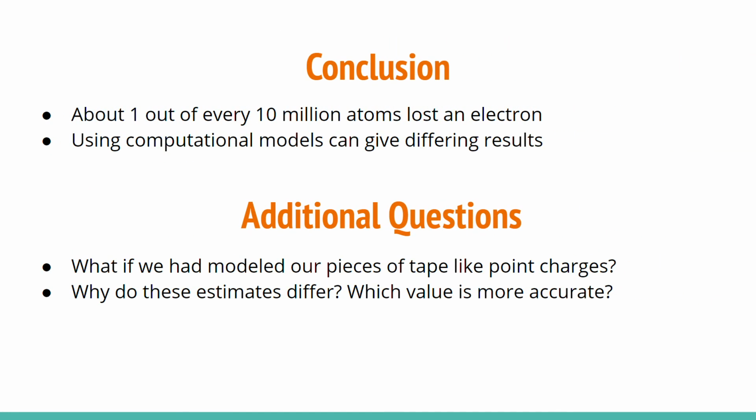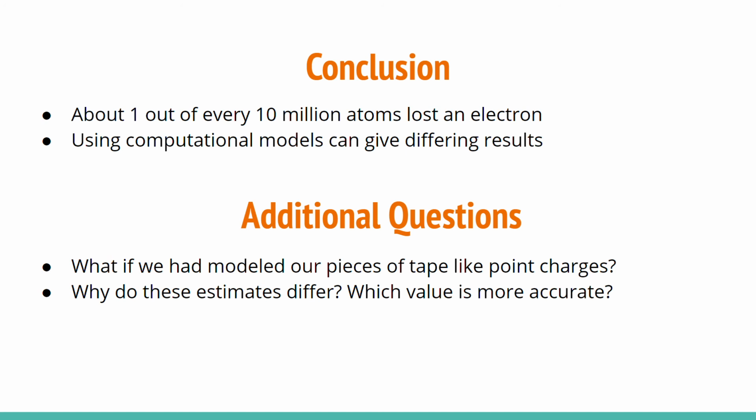So in conclusion, we determined that about 1 out of every 10 million atoms lost an electron on each piece of tape, which is about the same thing that we got in Lab 1. But we also saw that using our computational model can give drastically different results, as stated in the previous slide, because we can be off by an order of magnitude.